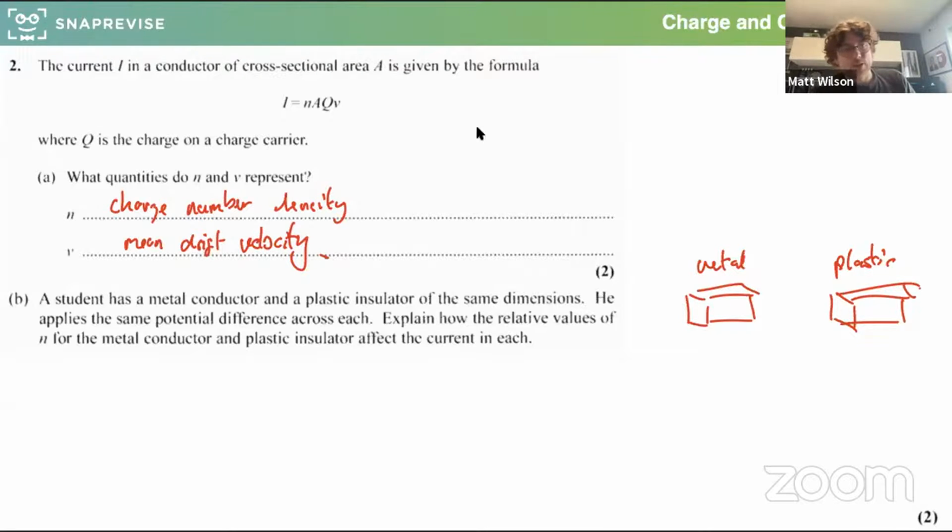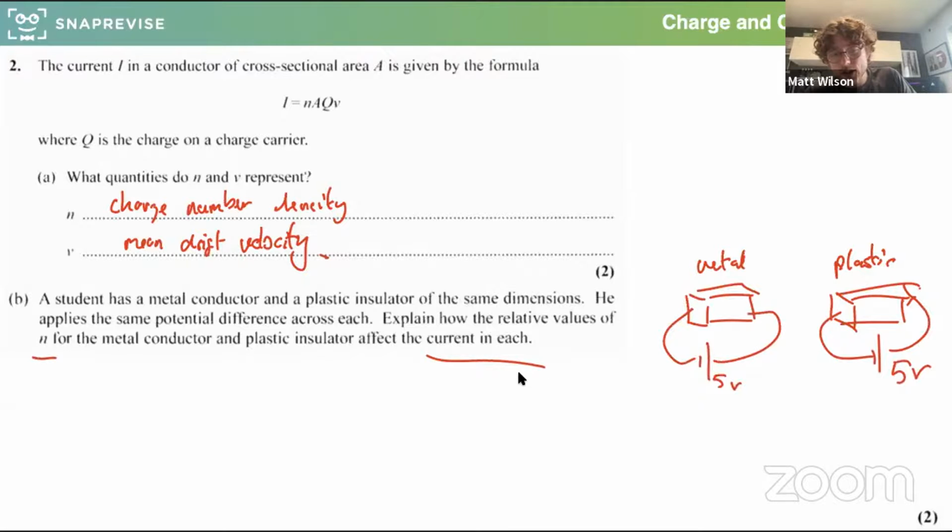Okay, this is a really good question. So first of all, let's imagine actually attaching some potential difference. Doesn't matter what it is. Say it's 5 volts. Who cares? Okay. They're asking how N will affect the current in each. Let's start by asking ourselves, what's the current going to be in each? When is the current going to be higher, for the metal or for the plastic? And then we can backdate and think about what's causing this difference at the level of the charge carriers.